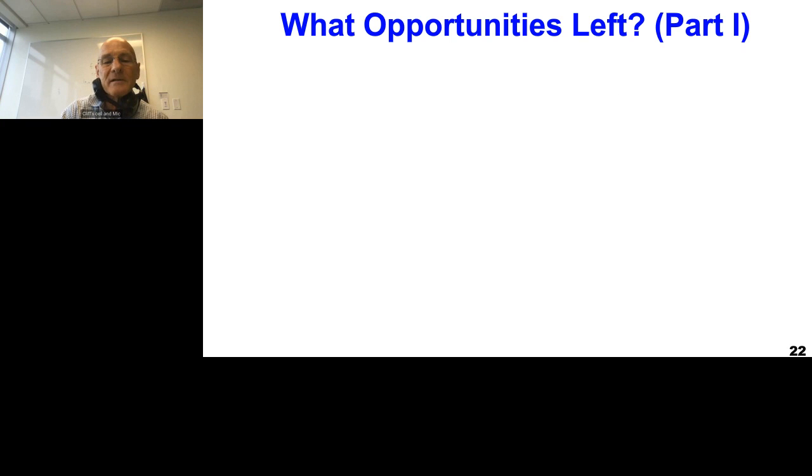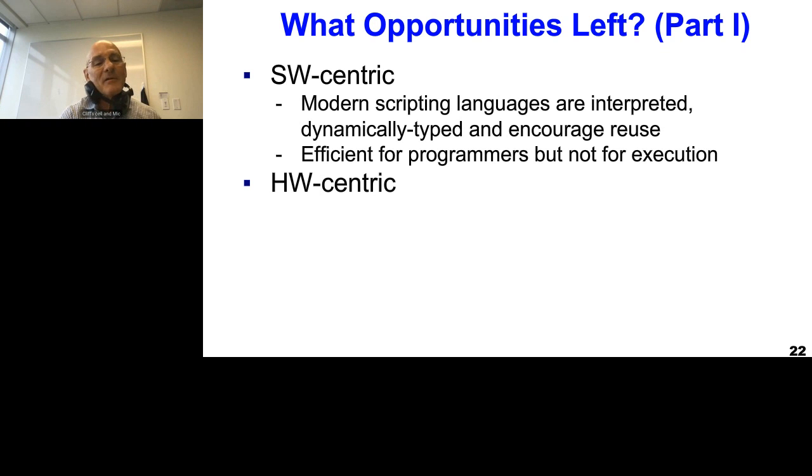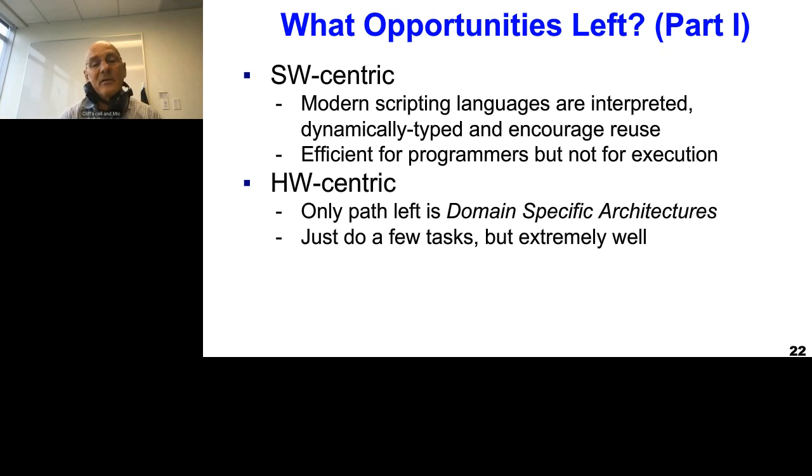Well, the first part is going to talk about performance, and we can be more software-centric, and that people are shifting away from languages like C to languages like Python that are highly interpreted and very helpful for programmers' efficiency, but not so much for execution. And then also, in terms of the hardware side, the only path left that most architects think of are domain-specific architectures. They can't do everything like general-purpose microprocessors do, but what they do, they do really well. And so the hope is that we can find domains that are important commercially that we can accelerate dramatically.